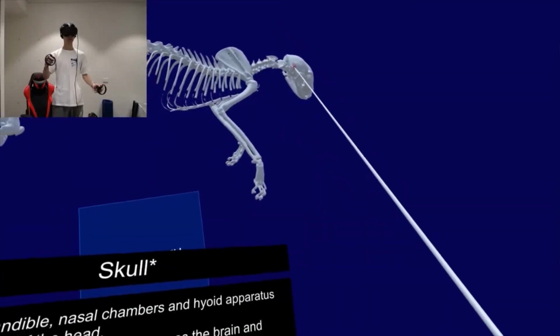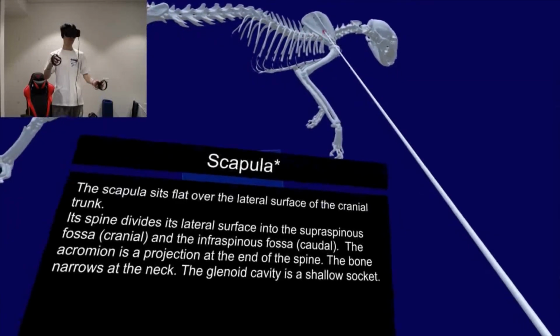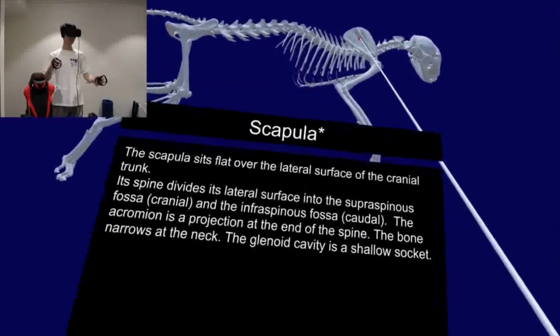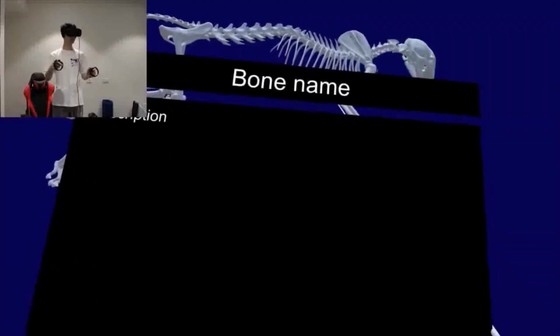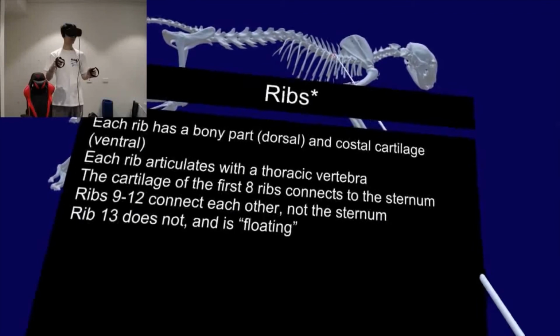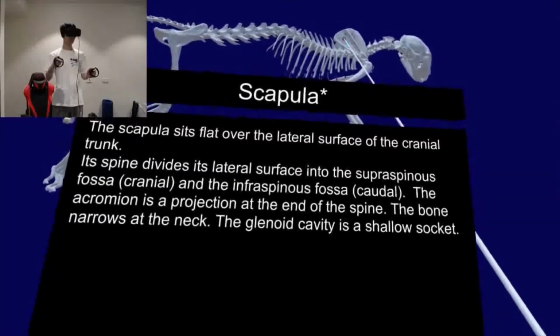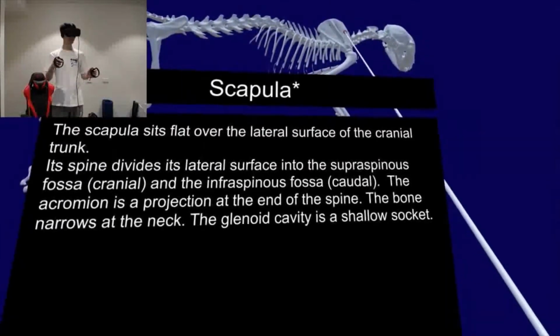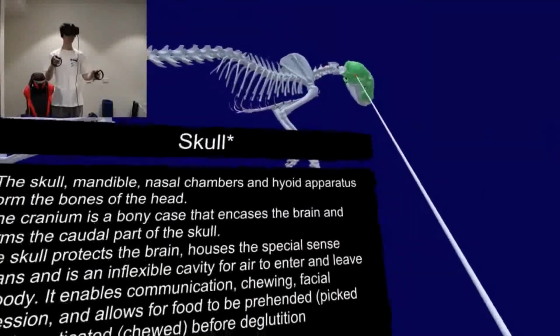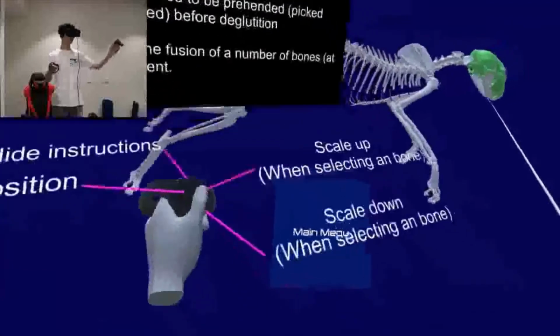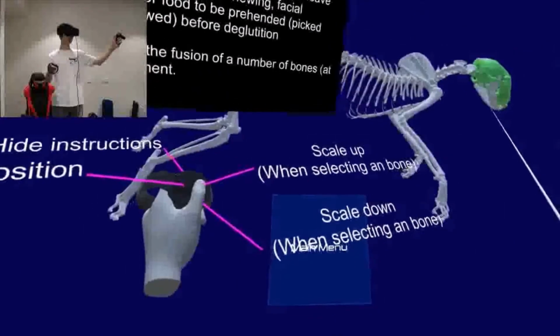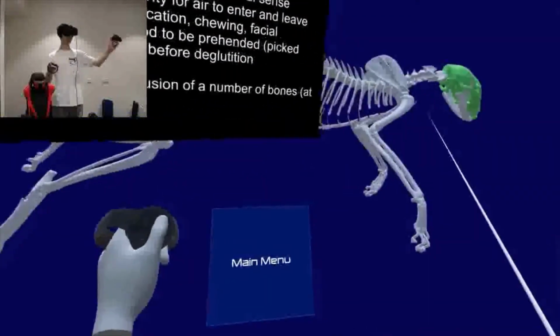And there is an information panel attached to the left hand. So when you're pointing on a bone, it will display the name of the bone and then the description of the bone. And you can select a specific bone when you're pointing at it. The selected bone's name and description will be kept in the information panel. If there's an asterisk after the name, it means the bone has a high resolution model, which can be generated by the user. When the bone is selected, you can use X and Y on the left hand controller to scale that bone up and down.